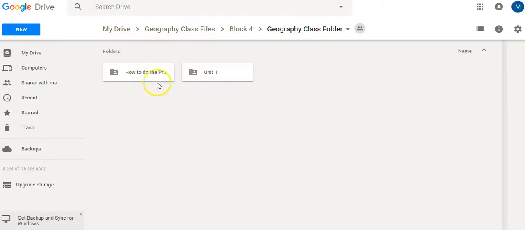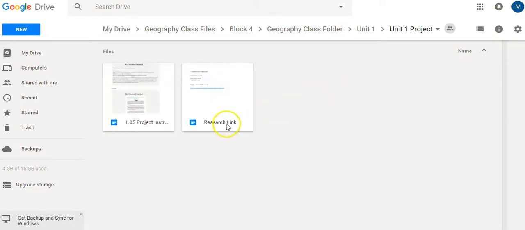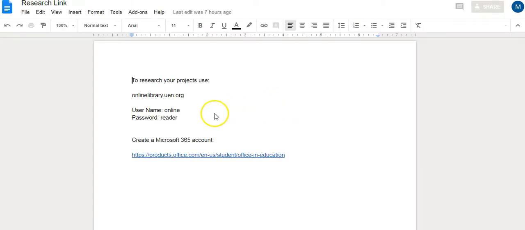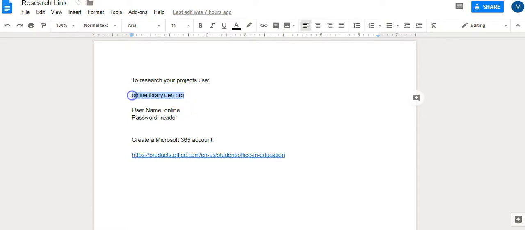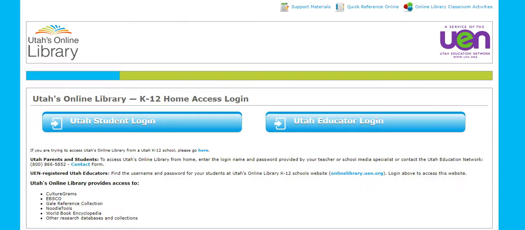Okay, so how I want you to do it. If you go into Unit 1, I have the Unit 1 project, and I have these things. This is the instructions and the example that I just showed you in the PowerPoint. This is the research link that I want you to use. I want you to go to a place that's called onlinelibrary.uen.org, and I can push that site out to you in a second so you have that. Now your username and password. Username is online, password is reader. You're going to go on there.